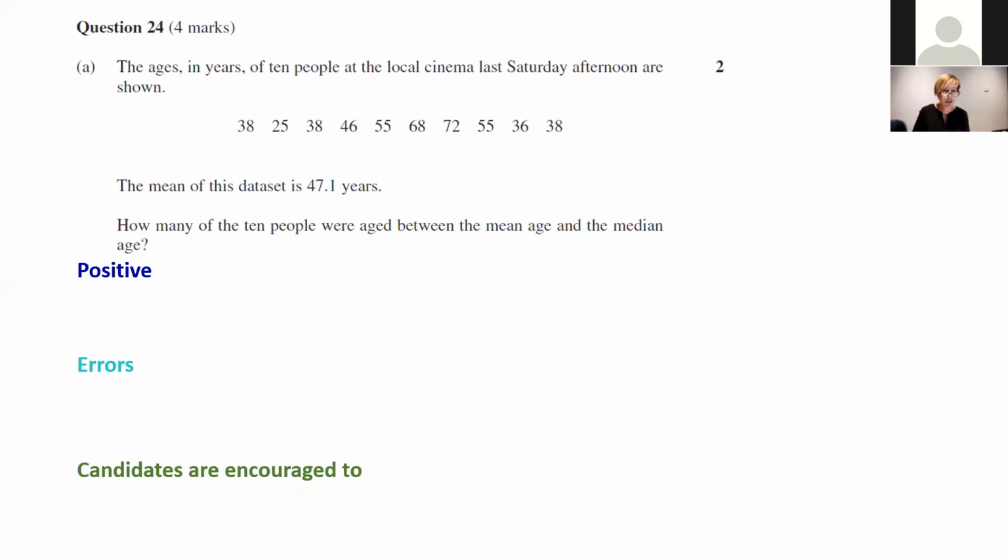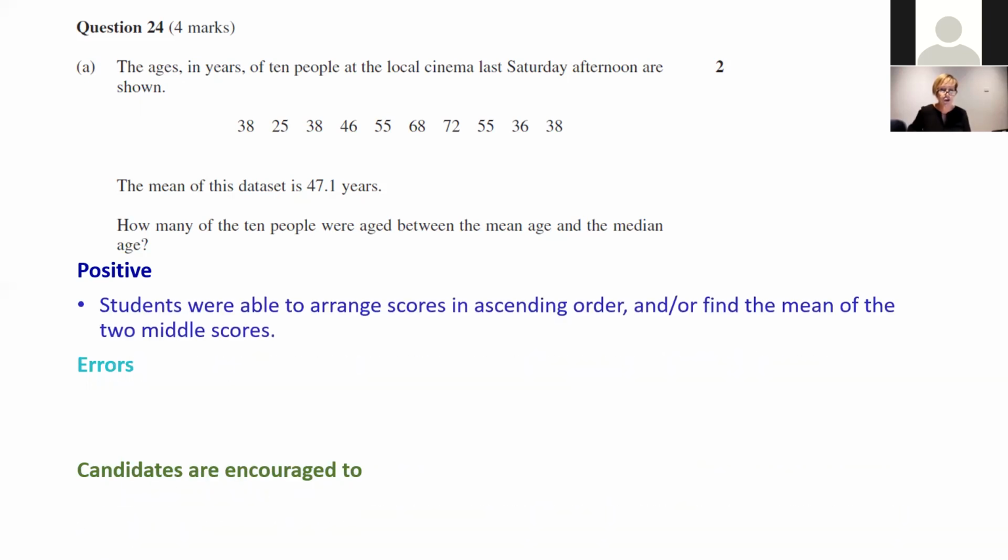Okay, question 24. This was the cinema statistics question. And the students were given a list of numbers and they were told the mean is 47.1 and asked how many of the 10 people were aged between the mean and median. Now, the students were able to arrange scores in ascending order and find the mean of the middle two scores to try and find the median. So there were good attempts at finding the median in this question.